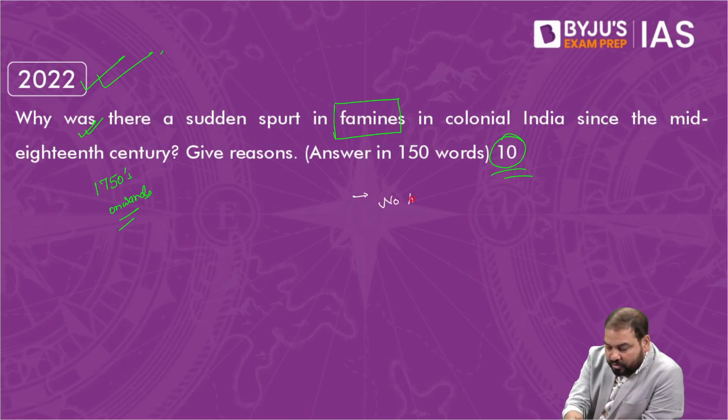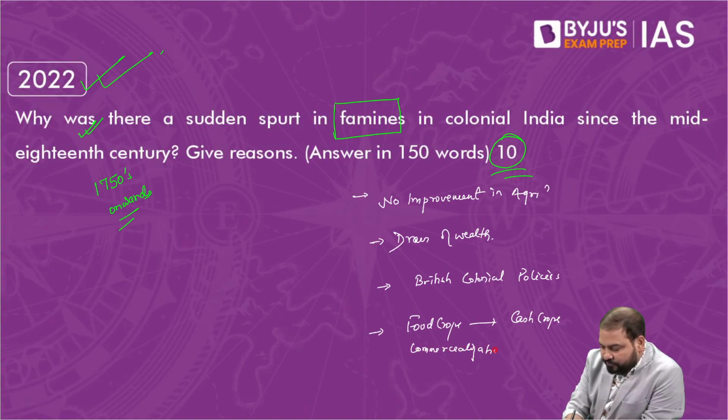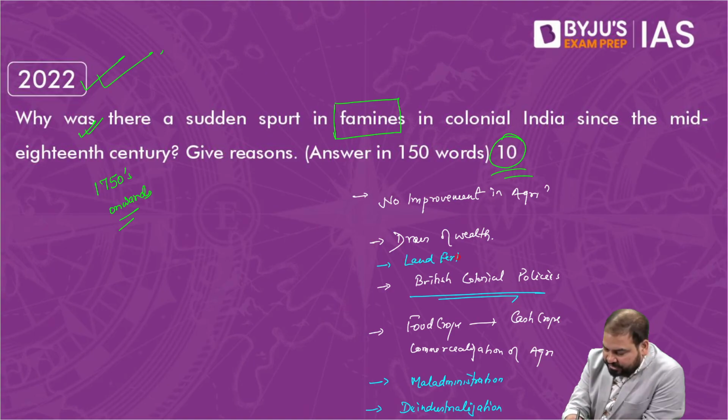Some people are saying no improvement in agriculture. Some are saying drain of wealth. Some are saying British colonial policies. Others are saying food crops replaced by cash crops, that is commercialization of agriculture. Other people are saying maladministration of the British. Some people are saying deindustrialization, people having lost their jobs. Pratik, no government support is this one. Some people are saying land fertility used to go down. Example is indigo.